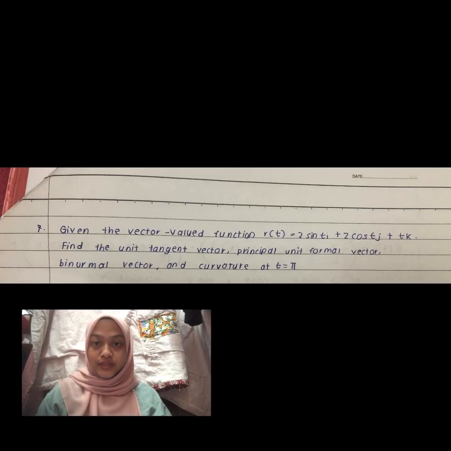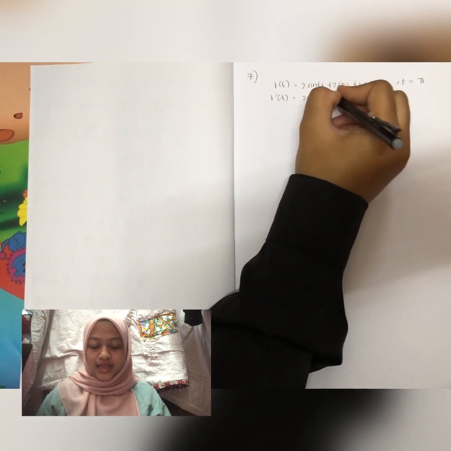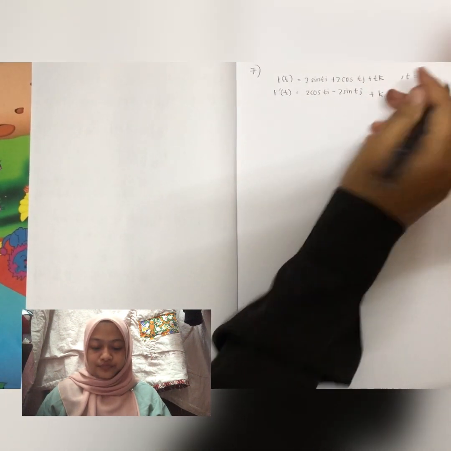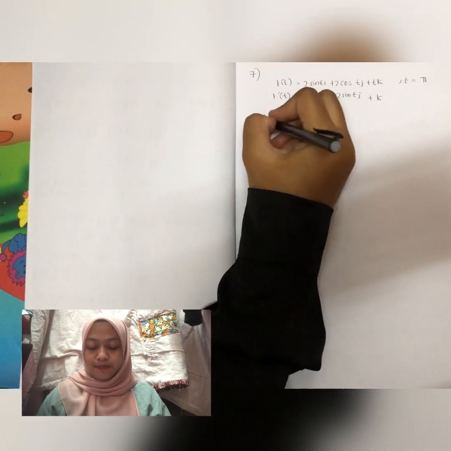Next, for question 7, the question is: given the vector valued function r(t) equals 2 sin t i plus 2 cos t j plus t k, find the unit tangent vector, principal unit normal vector, binormal vector, and curvature at t equals pi. So, given r(t) equals 2 sin t i plus 2 cos t j plus t k, where t is pi, we found r prime t is equal to 2 cos t i minus 2 sin t j plus k.